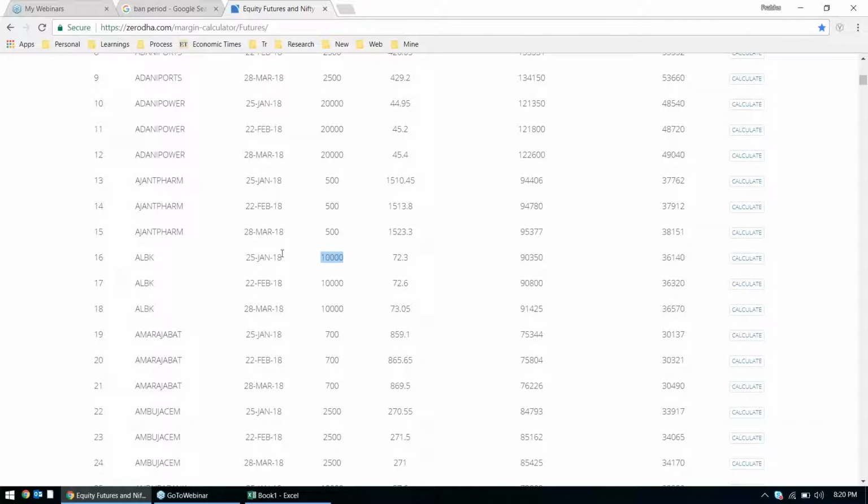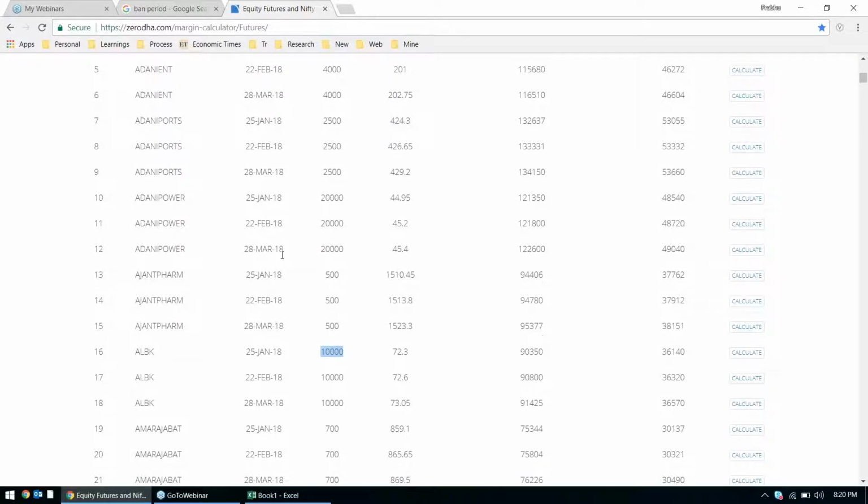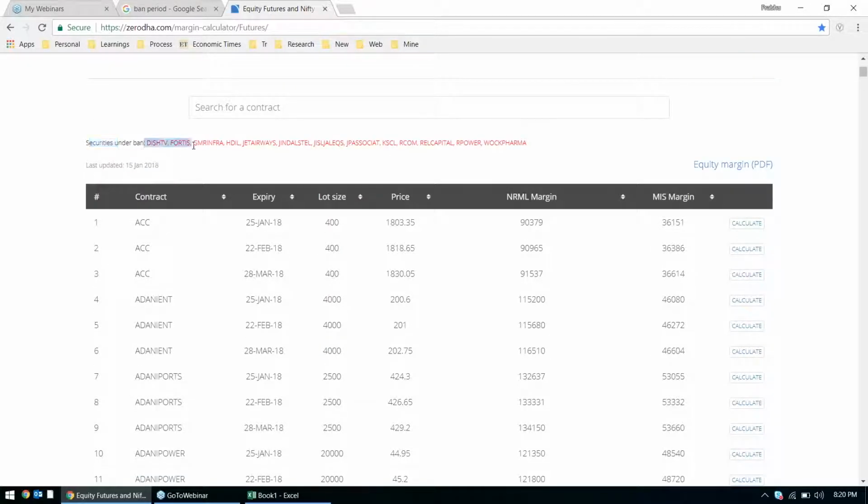So what are the ban stocks for today? You can see under ban for today are Dish TV, Fortis, GMR Infra, HDIL, Jet Airways, Jindal Steel, JP Associates, Reliance Communications, Reliance Capital, and Arpal Workforce. These 12 stocks are in ban period for today.